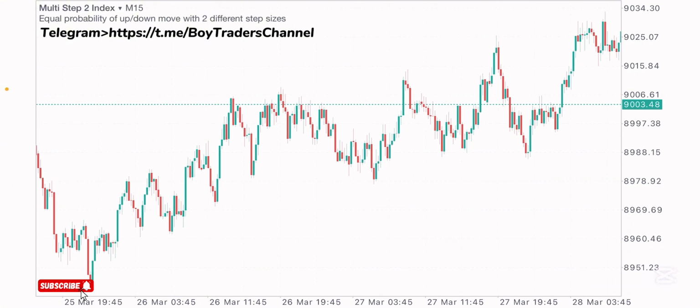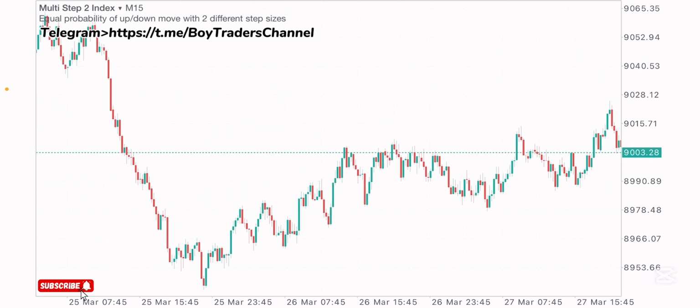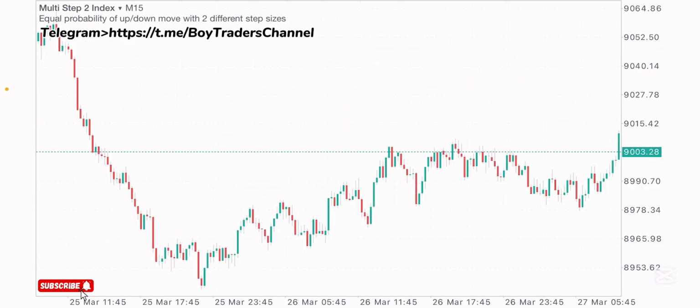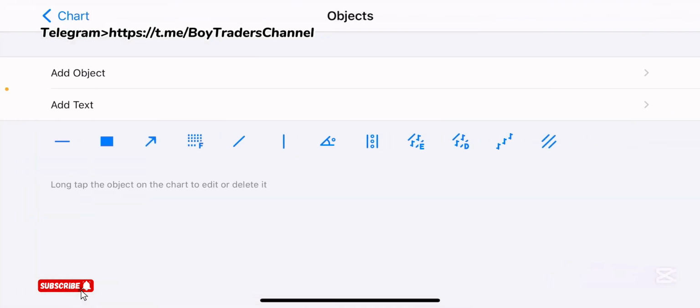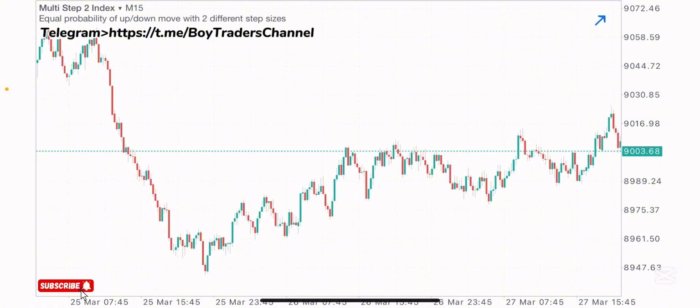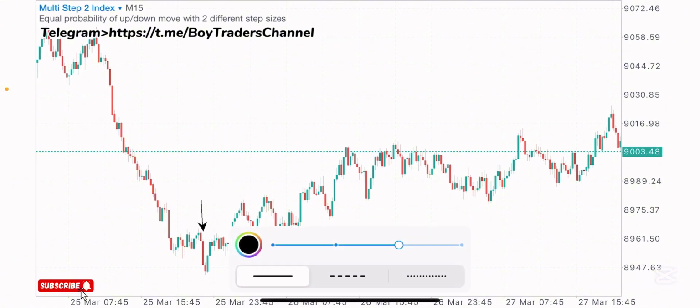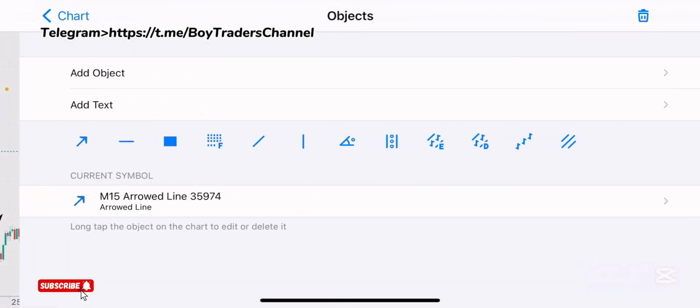So on the Multi-Step 2 Index, we've got a bullish structure on the 15 minutes time frame, where price has been creating a series of higher lows and higher highs formation. To identify a bullish structure, we should first spot the highs and lows. Then the next highs and lows that we spot should be higher than the previous highs and lows.